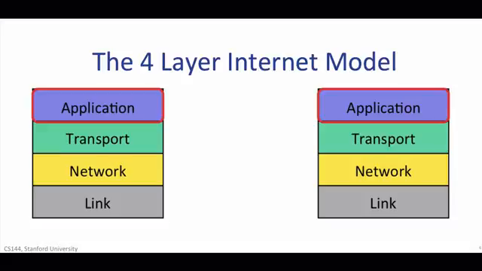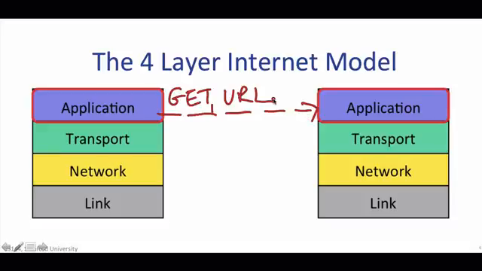For example, as we saw in the last video, when a web client requests a page from a web server, the web client sends a GET request. This is one of the commands of the Hypertext Transfer Protocol, or HTTP. HTTP dictates that the GET command is sent as an ASCII string along with the URL of the page being requested. As far as the application layer is concerned, the GET request is sent directly to its peer at the other end, the web server application.